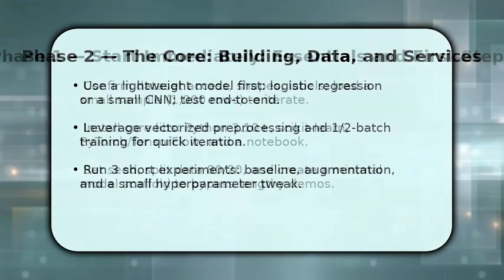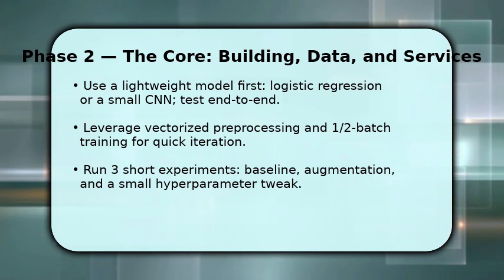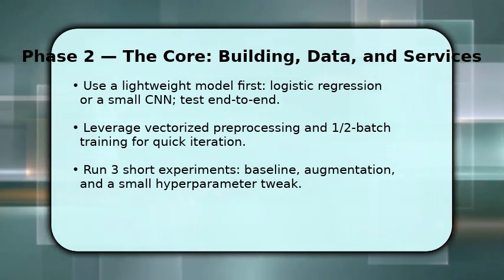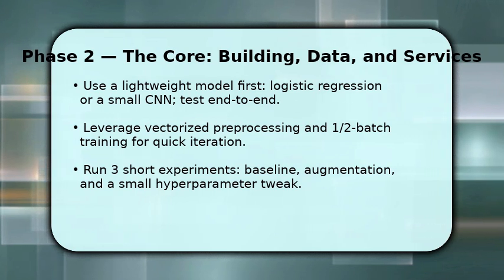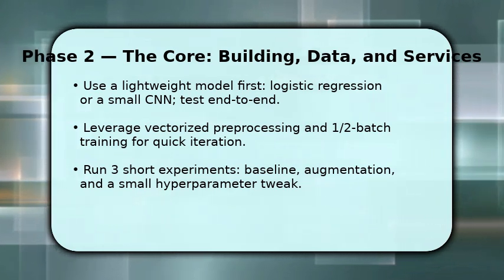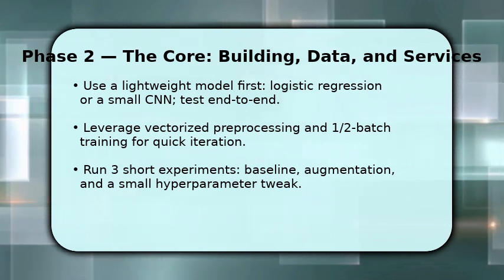Now move into practical execution. Train a lightweight model, logistic regression, or a small CNN for an end-to-end sanity check. This demonstrates the full flow without tutorial detours. Once training runs, add vectorized preprocessing and 1/4 sized batches so iterations finish quickly.